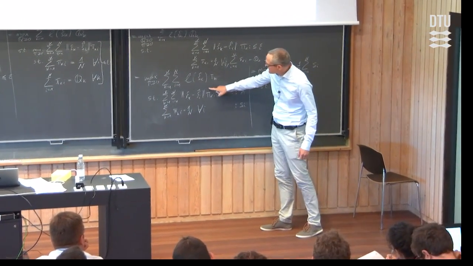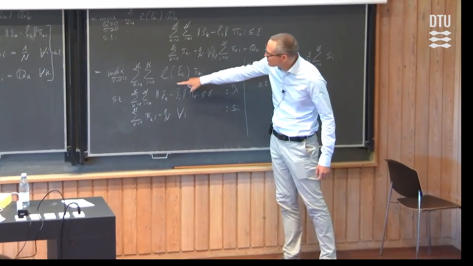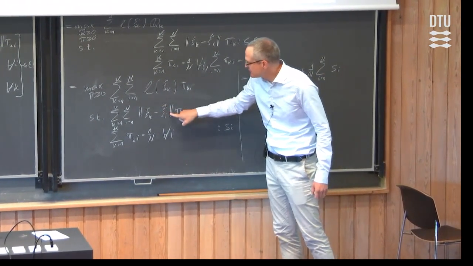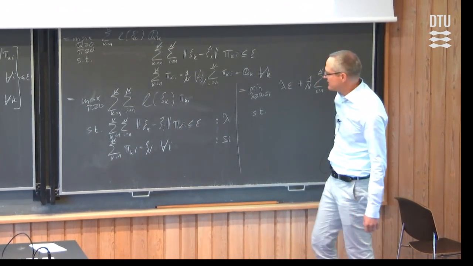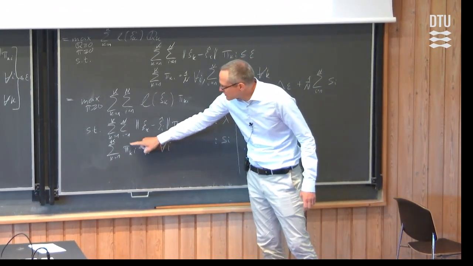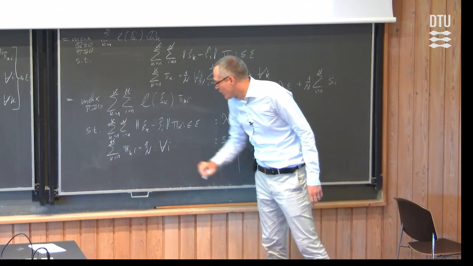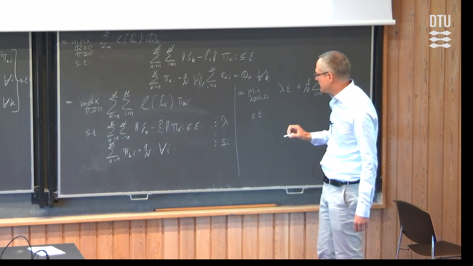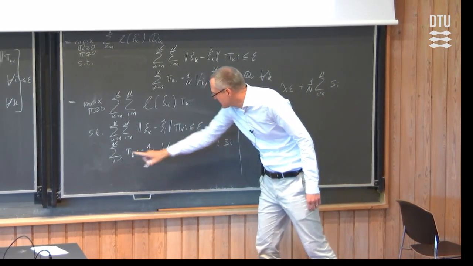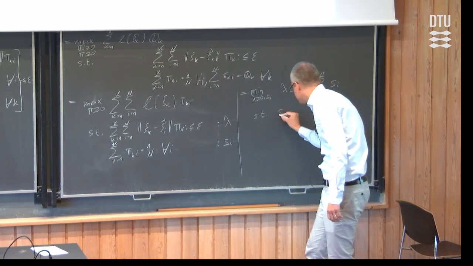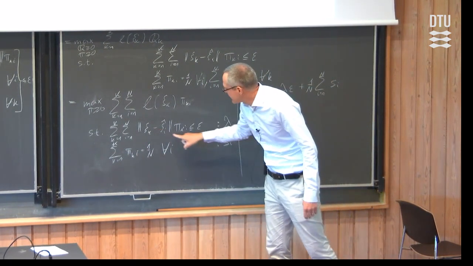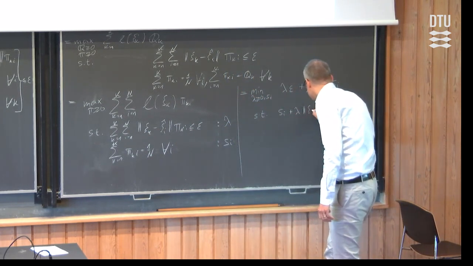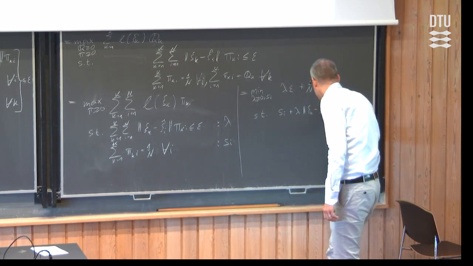So I need to check what is the coefficient of pi ki in each constraint. In this constraint, the coefficient of pi ki is the distance between psi k and psi hat I. And in this constraint, the coefficient of pi ki is just 1. So the coefficient of this one multiplied by the dual variable Si is just Si. Then the coefficient of pi ki in this constraint multiplied by lambda is plus lambda times the distance between psi k minus psi hat I.